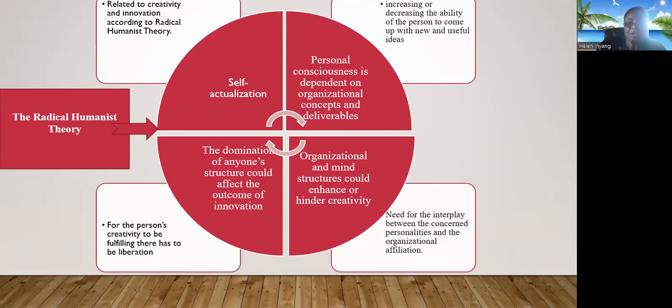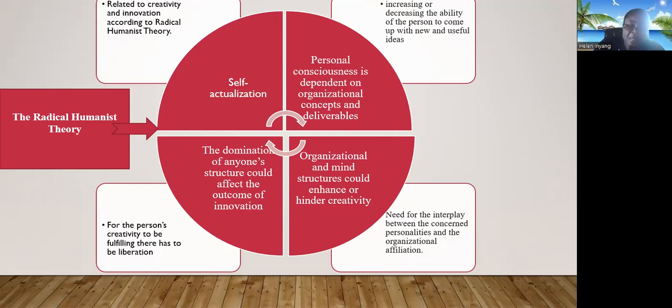Then it also looks at organizational and mind structure. It says that organizational and mind structure could enhance or hinder creativity. Then there is a need for interplay between the concerned personalities and the organizational affiliations. They also look at the domination of any one structure. That domination of any one structure could affect the outcome of innovation.